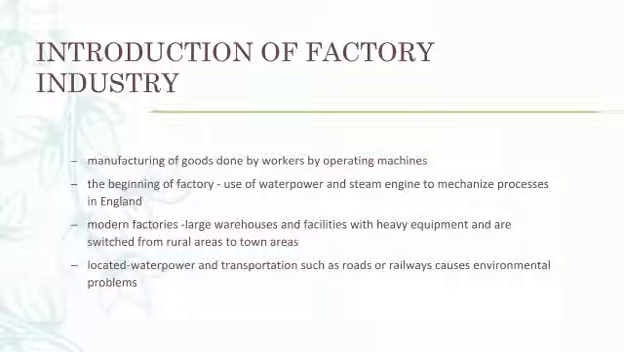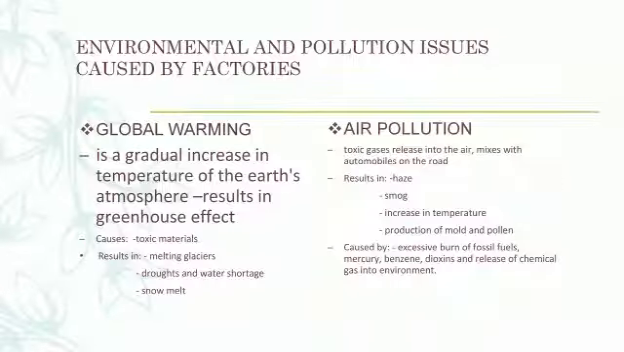In the beginning, factories used water power and the steam engine to mechanize processes in England. In a later period, modern factories use large warehouses and facilities with heavy equipment and switched from rural areas to towns. Mainly the factories are located near water power and transportation such as roads or railways, and this causes environmental problems. We're going to look at environmental and pollution issues caused by factories.